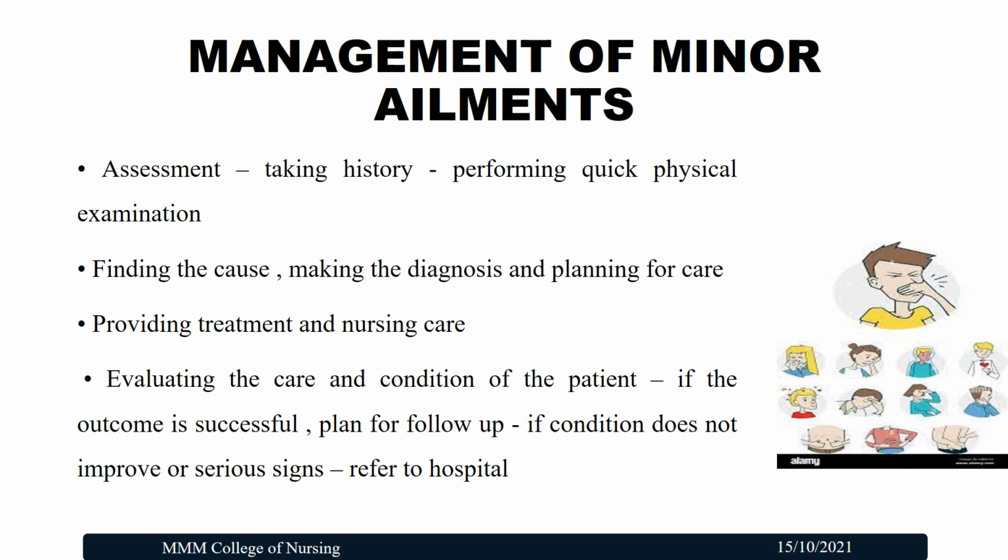Management of minor ailments. The first step is assessment: taking history, performing a quick physical examination, and finding the cause. Then making the diagnosis and planning for care, providing treatment and nursing care, and evaluating the care and condition of the patient. If the outcome is successful, plan for follow-up. If the condition does not improve or there are serious signs, refer to the hospital.